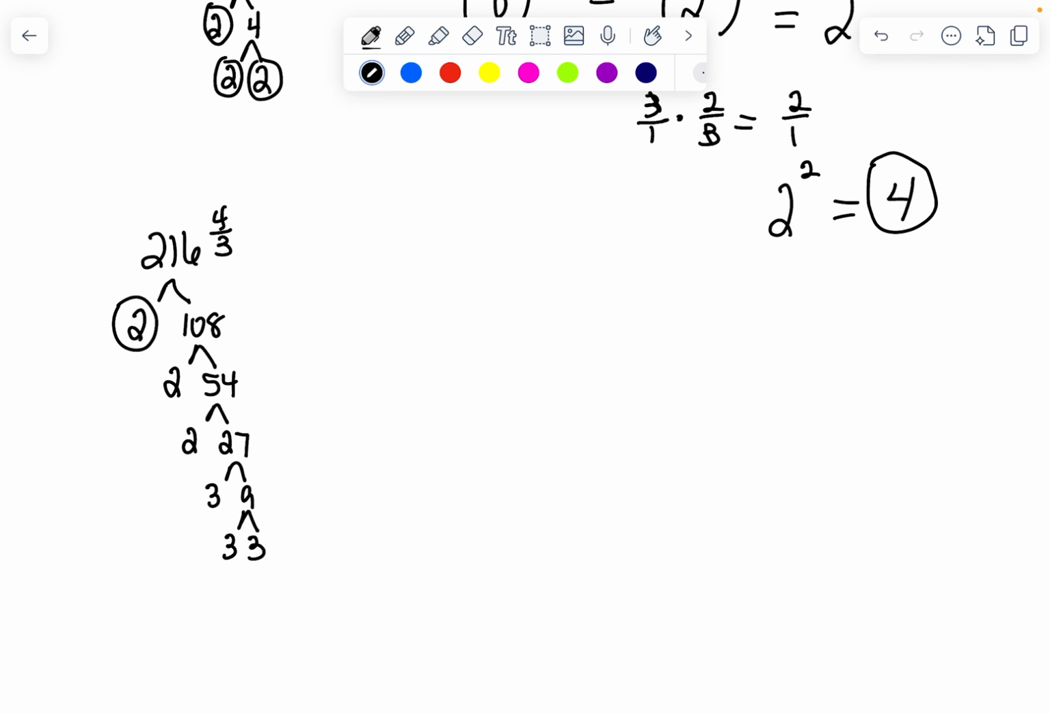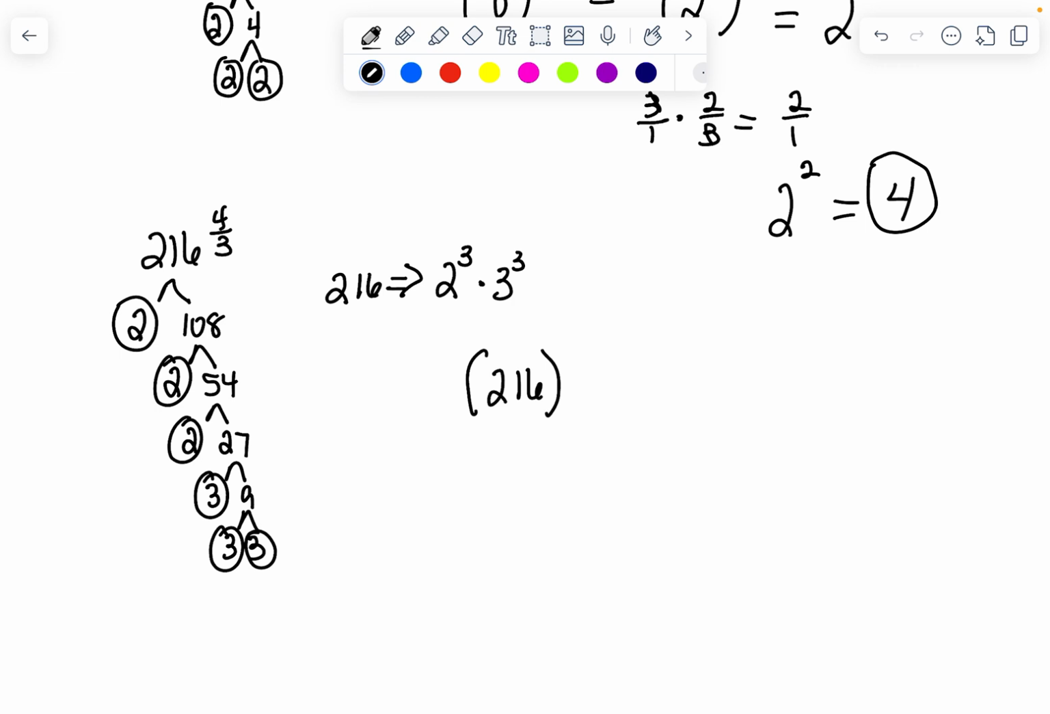So now when you look at all the prime numbers here, we see that 216 in its prime factorization is 2 to the power 3 times 3 to the power 3. That is its prime factorization. So now we'll do the same thing that we did before. We have 216 raised to the power 4/3. Now I'm going to substitute its prime factorization in, and you'll see that it's 2 to the 3 times 3 to the 3 raised to the power 4/3.